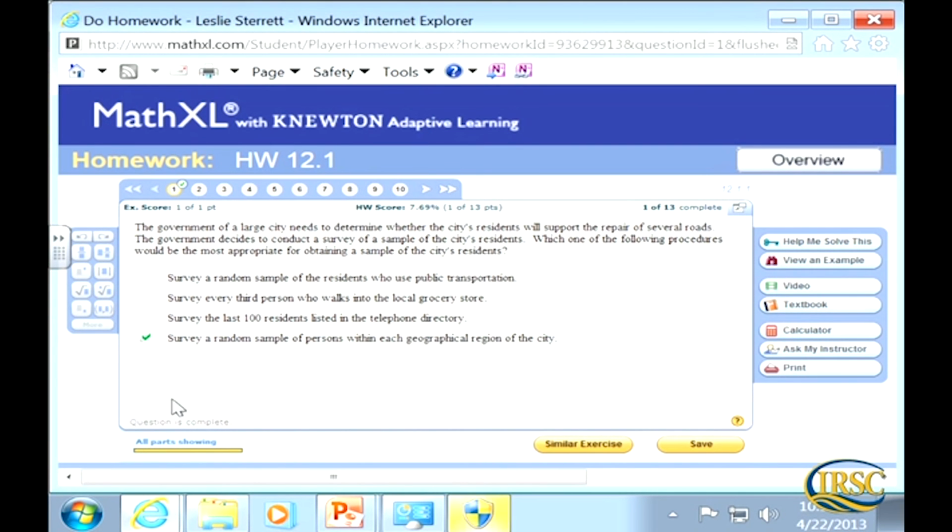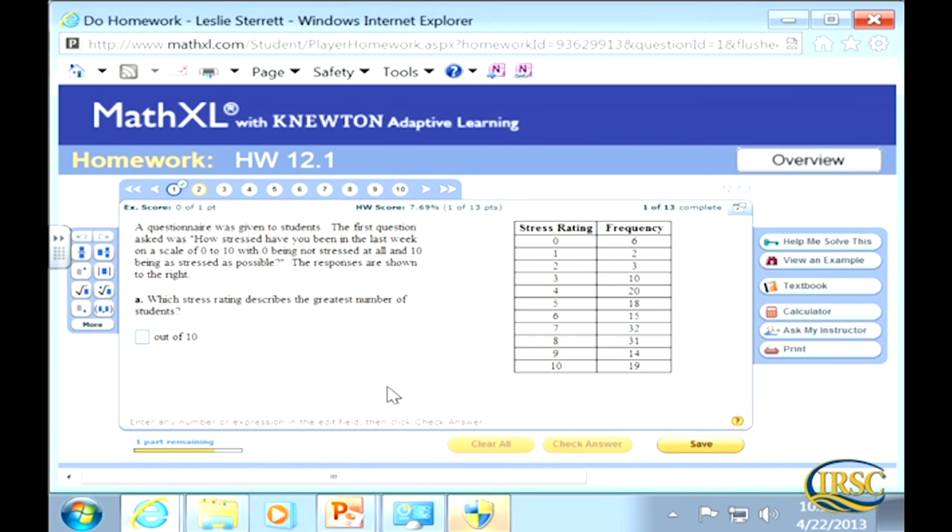Excellent. Notice that there were 2 answers that said random sample, but for the first one, what was the problem? Only those that use public transportation, and they're talking about repairing several roads. I'm sure the people on the bus would want nice roads, or maybe they don't care, but you wouldn't reach anybody that drives their own car. They're talking about whether the city's residents will support it, so not every resident has an equal chance of being selected if it's only those using public transportation.